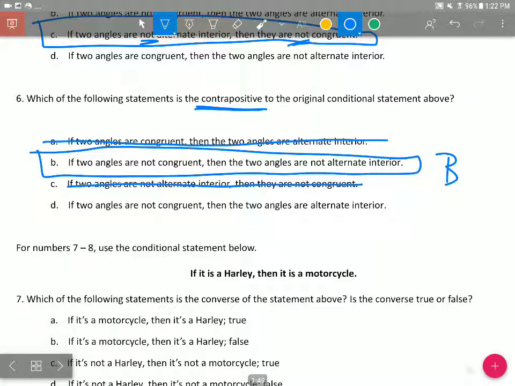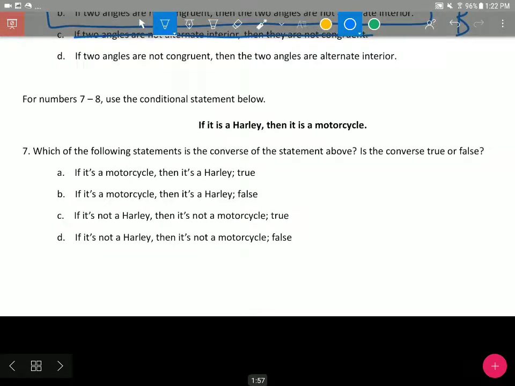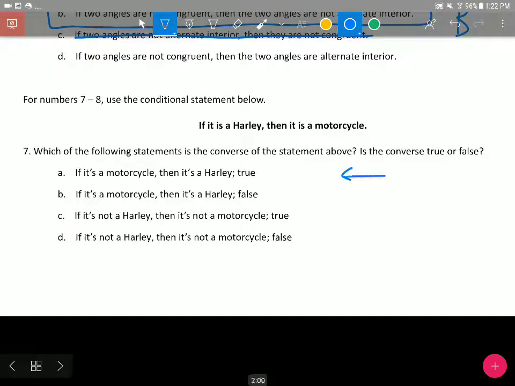For 7 and 8, use the conditional statement below. If it is a Harley, then it's a motorcycle. Which of the following statements is the converse of the statement above? Well, converse, remember, flip them. So we want, if it's a motorcycle, then it's a Harley. So it's one of these two.